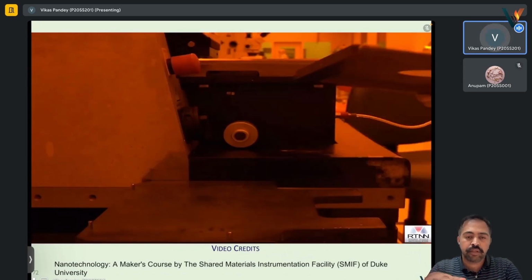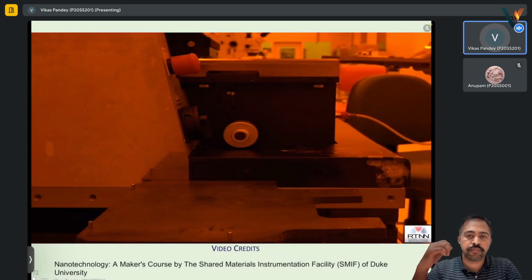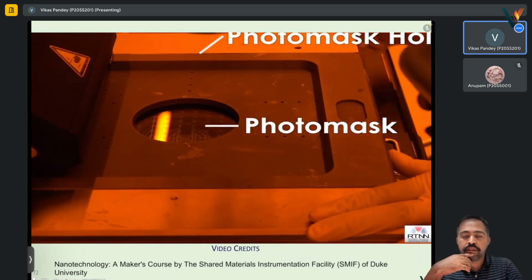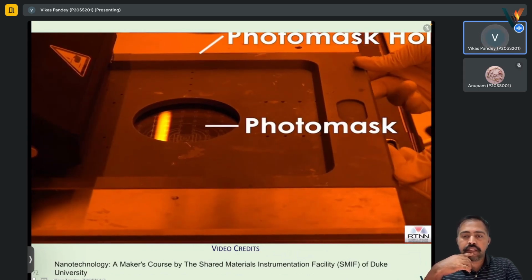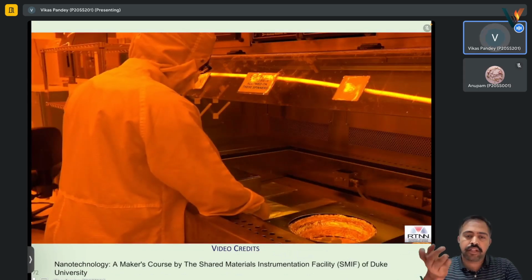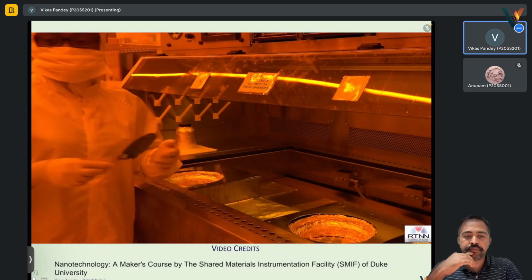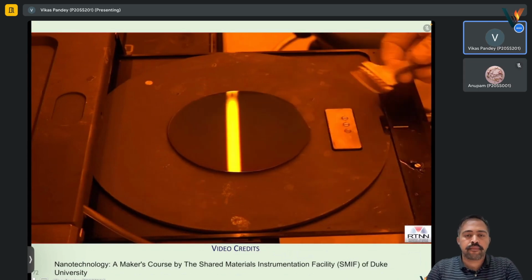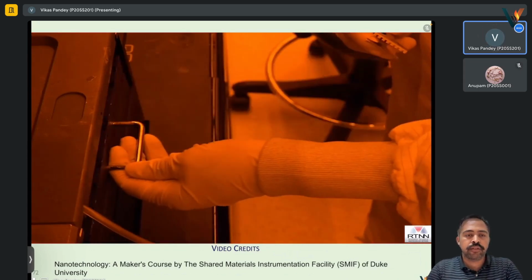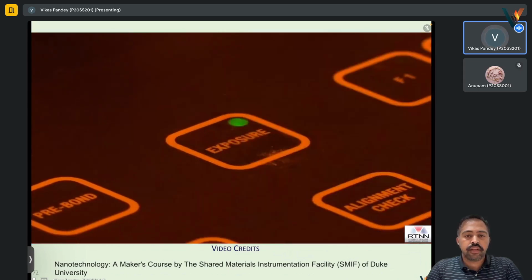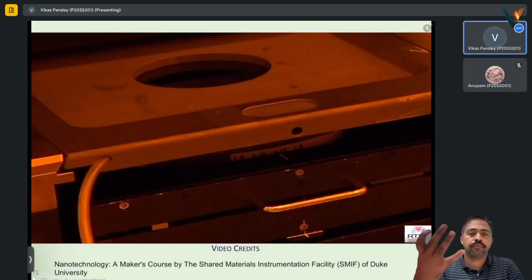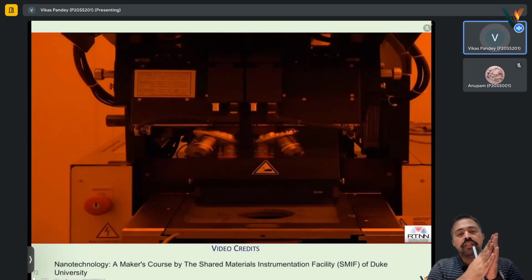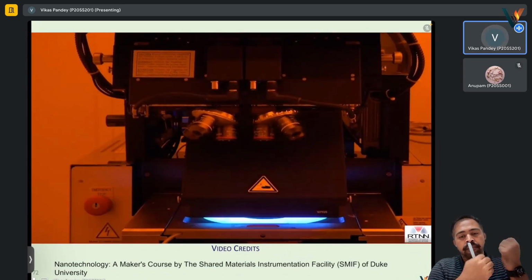Then the mask is being fit into the mask aligner, and the wafer will be taken from here and kept in there. The patterns will be aligned over it, and then it will be exposed. Now you see this is coming close to our mask. Mask and wafer are getting close.